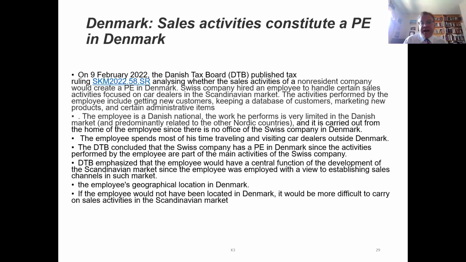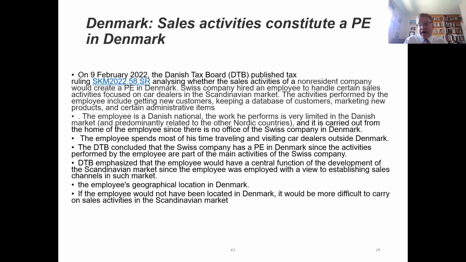The new person was a Danish national. The work he performs is very limited in the Danish market, but is predominantly related to other Nordic countries, and is carried out from the home of the employee since there's no office of the Swiss company in Denmark. The employee spends most of his time traveling and visiting car dealers outside Denmark, and the Danish tax board concluded the Swiss company has a PE in Denmark since the activities performed by the employee are part of the main activities of the Swiss company.